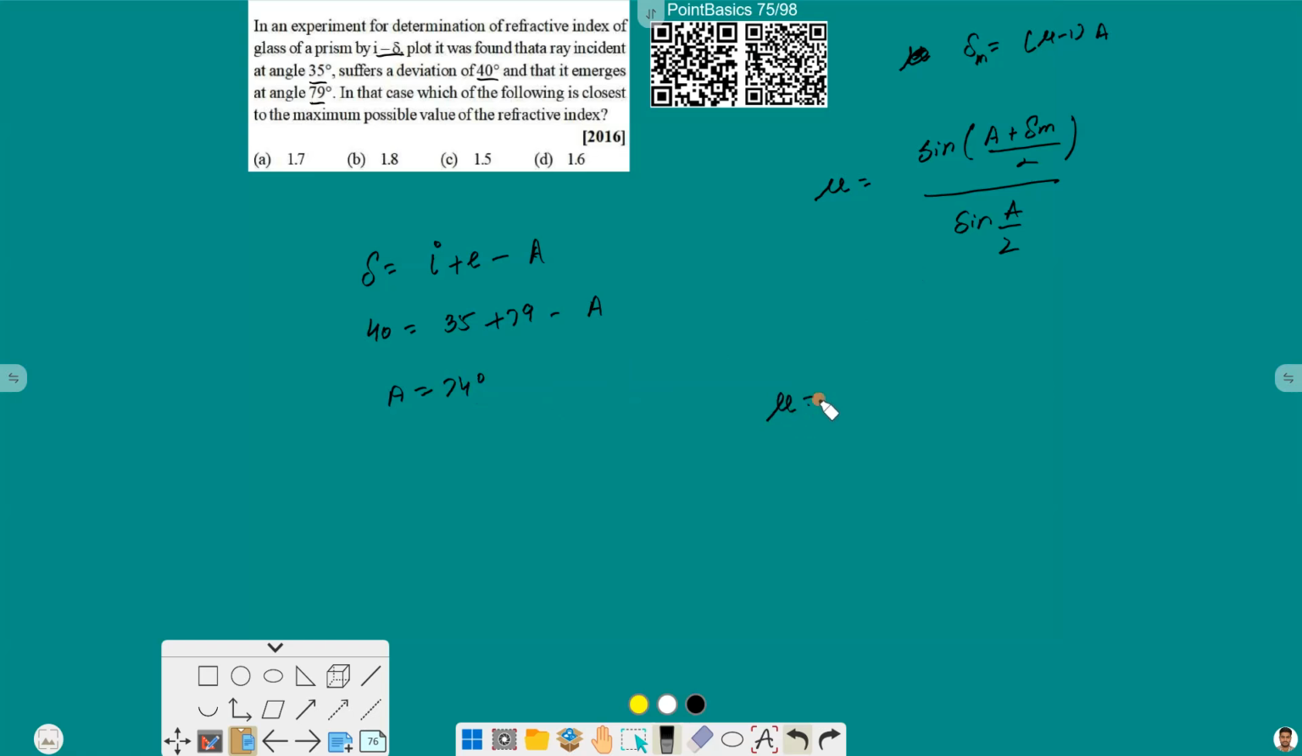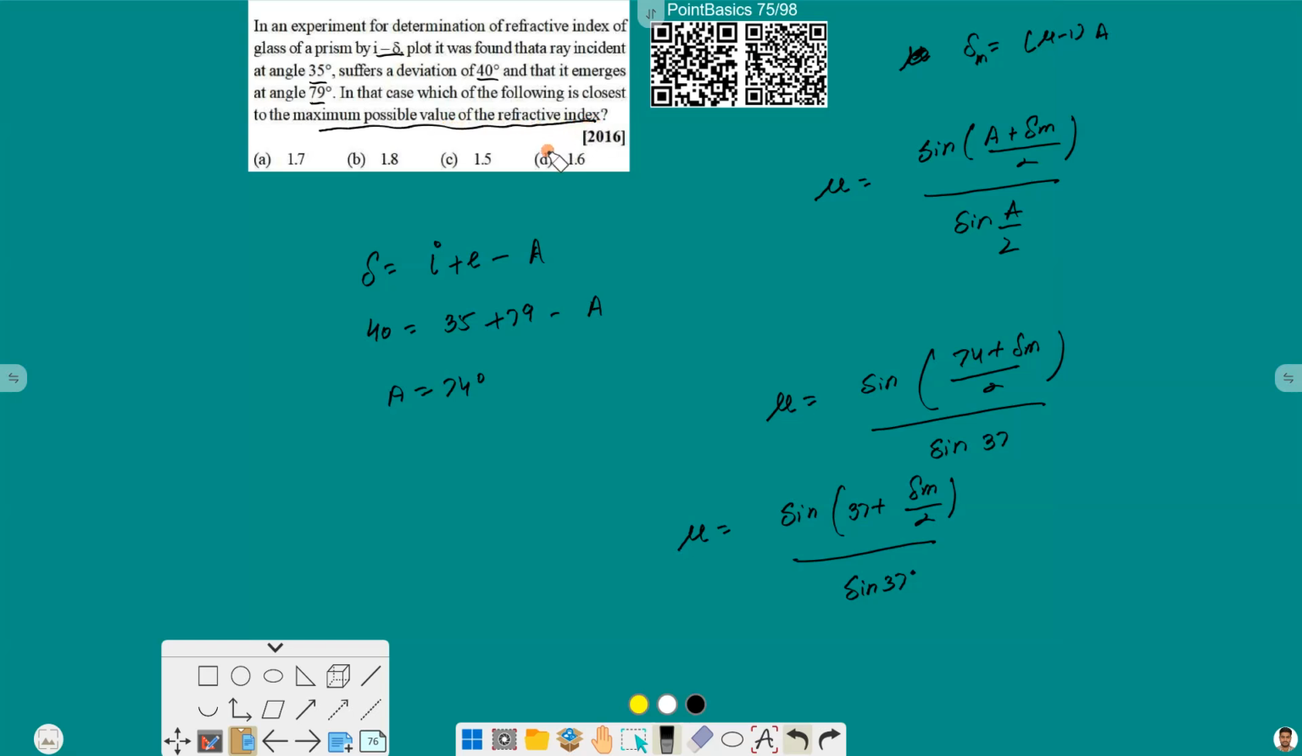Now mu will become sine of A, that is 74, plus delta m, which we don't know right now, divided by sine of 74 by 2, that is 37. So from this mu is equal to sine of 37 plus delta m by 2 divided by sine of 37. Now we have to go to the maximum possible value of the refractive index.